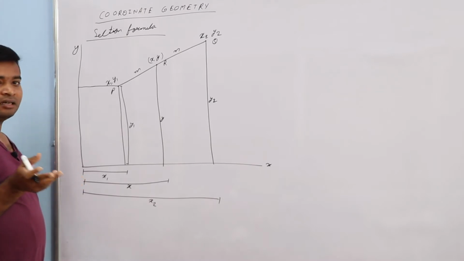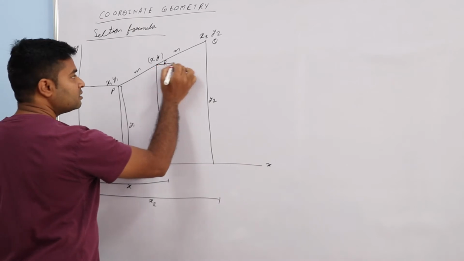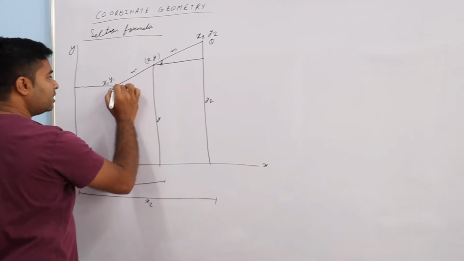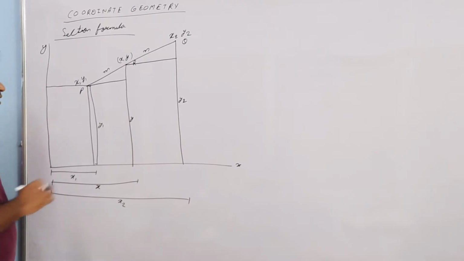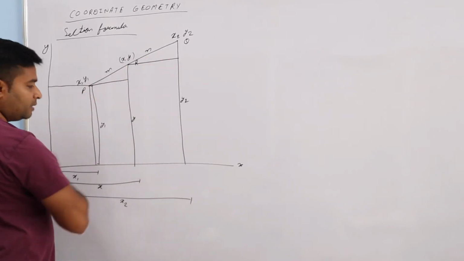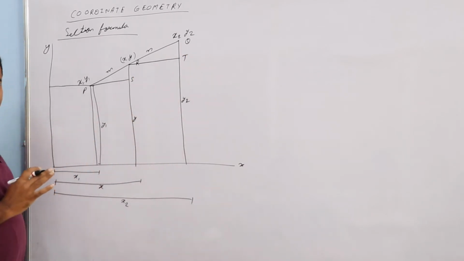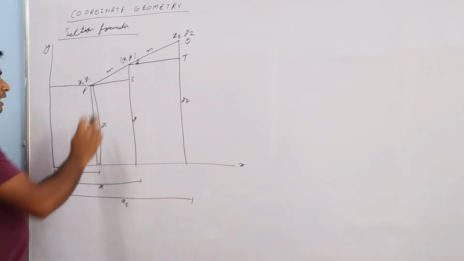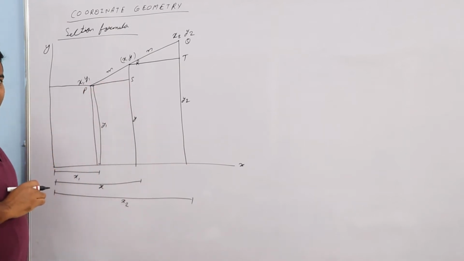Now in the distance formula, we used to join this, and we used to join this also. Here P, Q, R we have given names. Here give S, here give T. Any name you can give. Now find the distance PS.